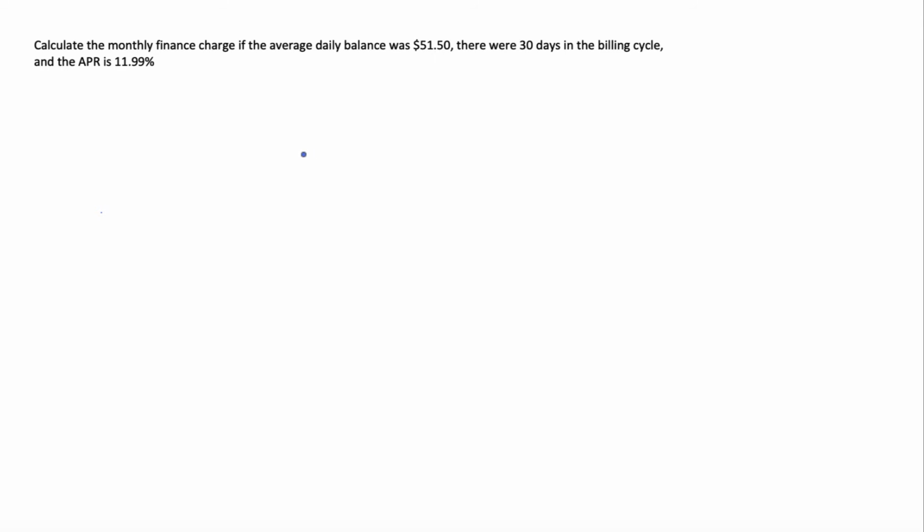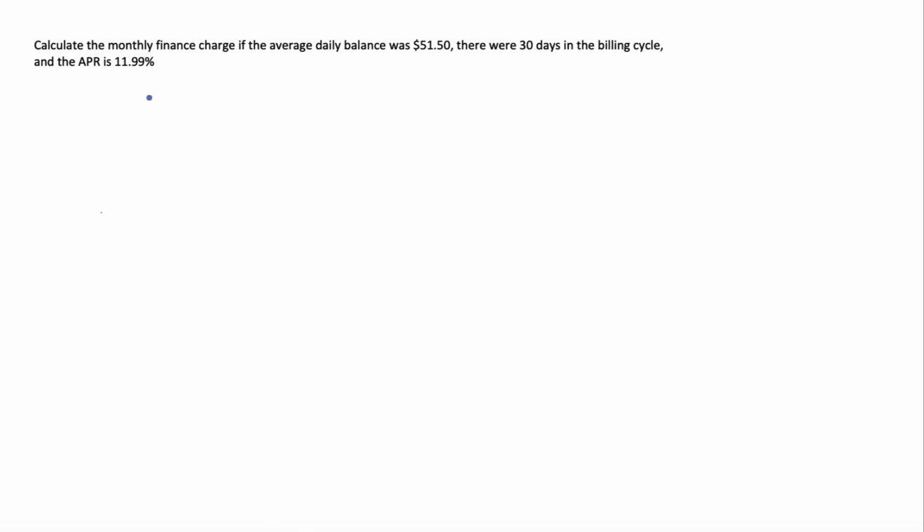So we know with credit cards, whenever you keep a balance on your card, then the interest is what they're going to essentially charge you, and of course the interest you're going to have to pay back at some point, right? So how is interest calculated? Once again they use the word the monthly finance charge.